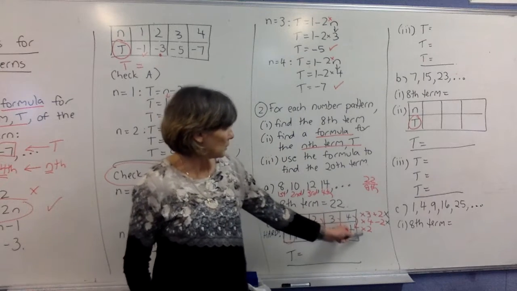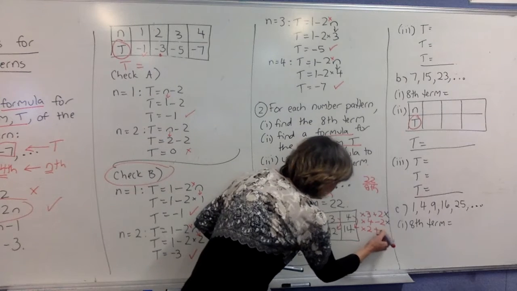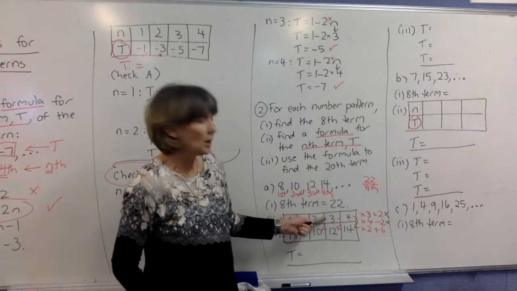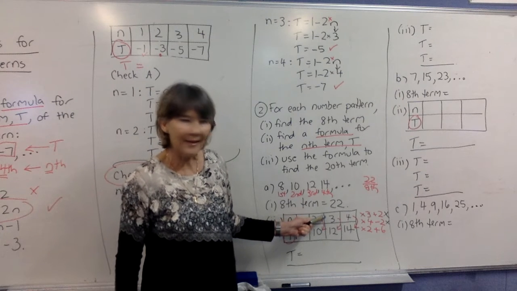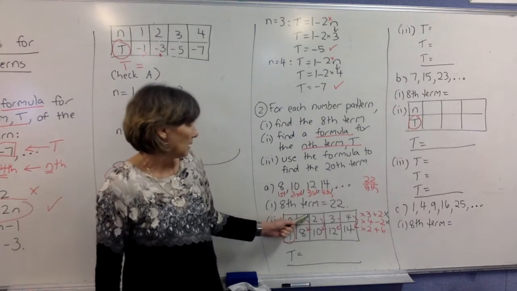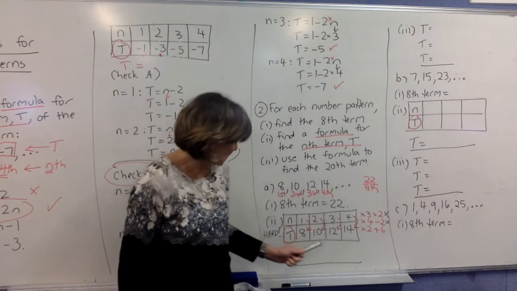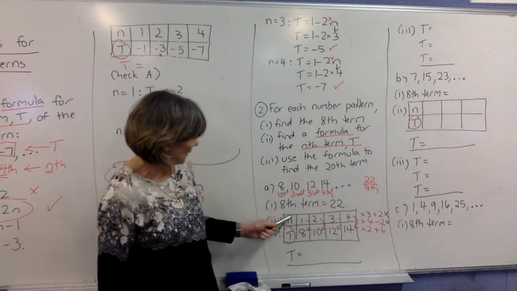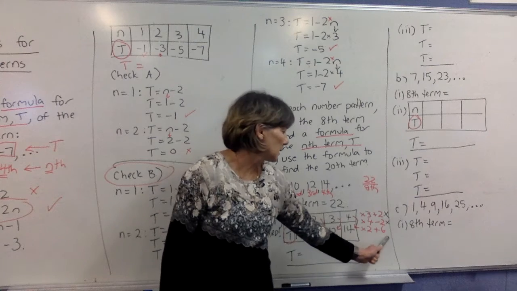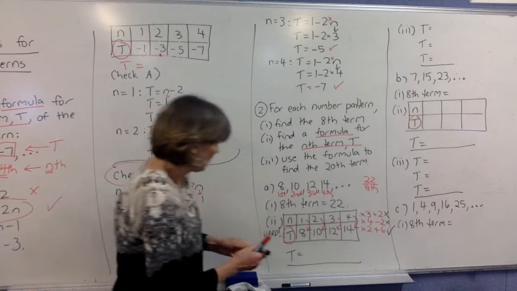Okay, 4 times 2 gives me 8. I would have to add 6 to get 14. Now let's see if that works with the next one. So if I do 3 times 2, that gives me 6. Add 6, that gives me 12. Yes, that's working. Let's try it on the next one. We start with 2. Times by 2 gives me 4. Add 6 gives me 10. Yes, that's working. Try the other one. Start with 1. Times 2 gives me 2. Plus 6 gives me 8. Yes, that's worked all the way through that one. So that's going to be what we're doing.